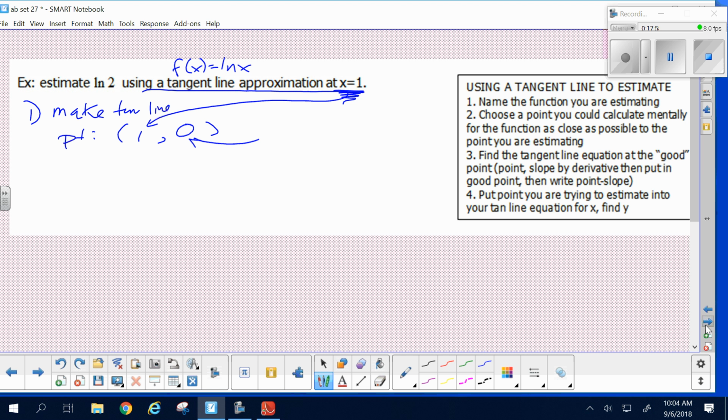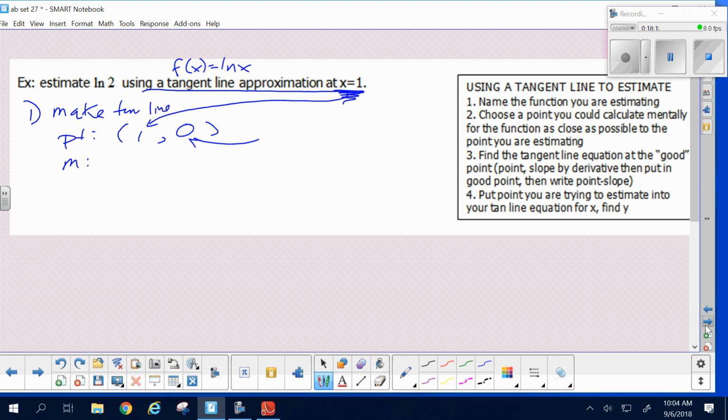All right. Would a picture help? Does a picture help you a little bit? No. Okay. All right. Now let's do a slope. How do I find the slope of the tangent? The derivative at the good point.